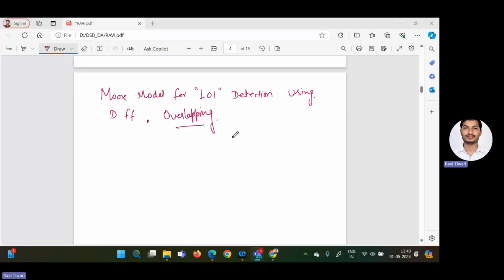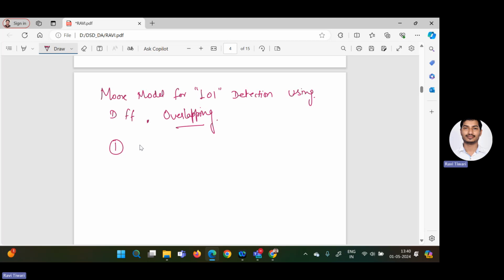Okay, hello everyone. In this lecture, we will see the designing of Moore model for the detection of 101 using D flip-flop. And here we will see the condition of overlapping detection. So, as you know, for designing the Moore model, we have to follow 4 steps.